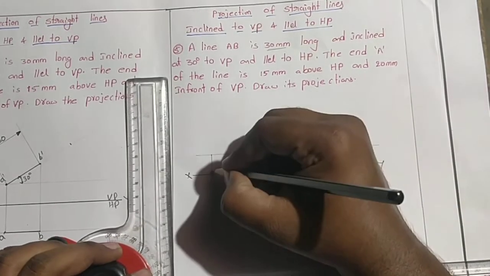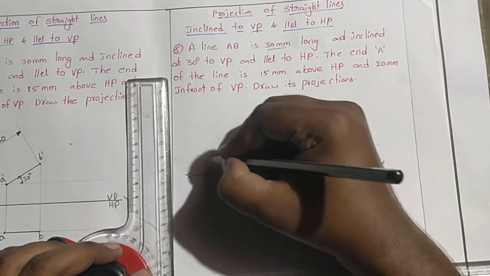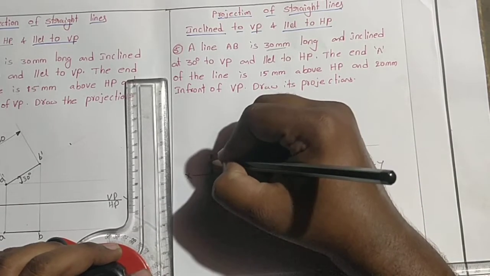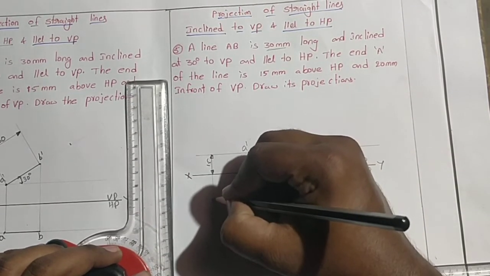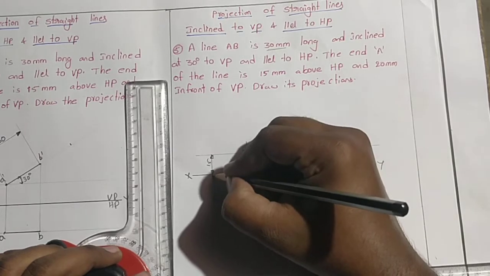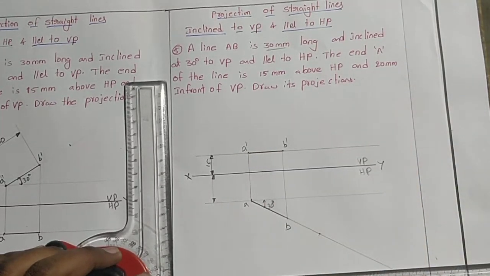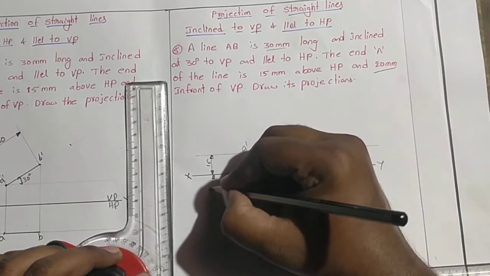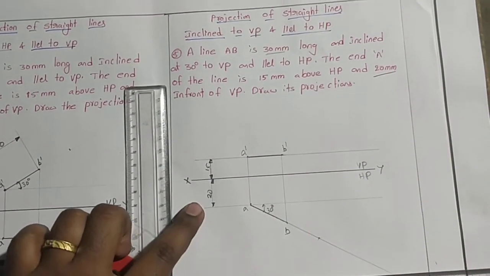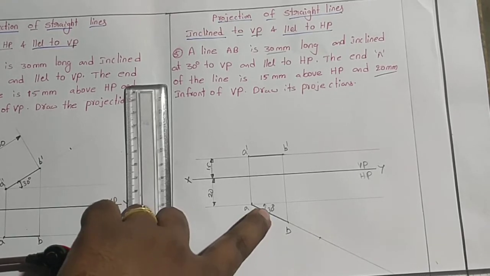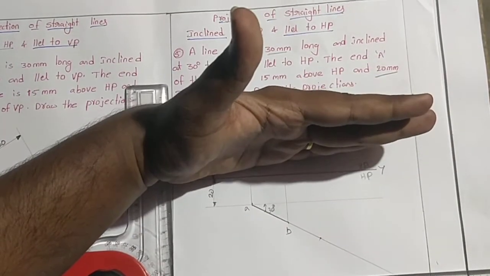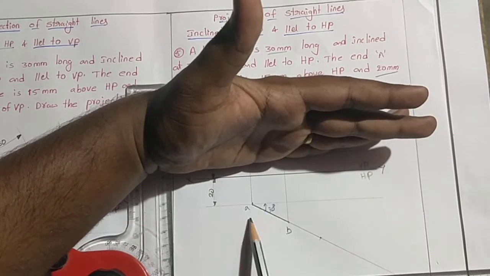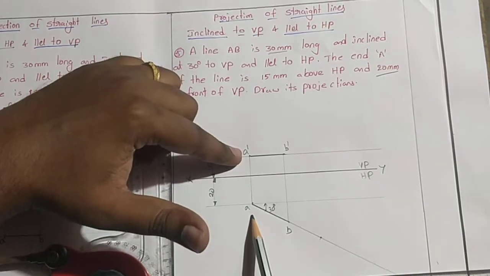Okay, the distance from this point to this point is 15 mm above HP, and this one is 20 mm in front of VP. So 15 mm above HP, 20 mm in front of VP, and making an angle of 30 degrees to the vertical plane. This is the vertical plane. Okay, 30 degrees inclined to VP, and the point A is 20 mm in front of VP and 15 mm above HP.